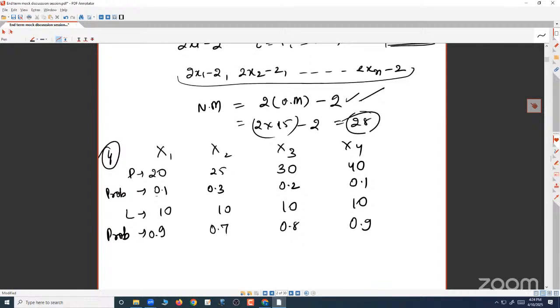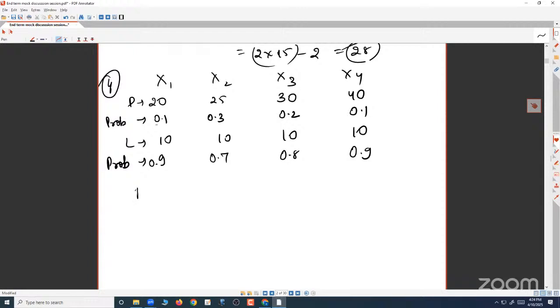Now I have to calculate the expectation. First of all, I will calculate the expectation of startup 1. That is the summation of x into probability of xi. Tell me the equation right now. The first term would be 20 into 0.1 plus 0.9 into minus 10, since it's a loss.